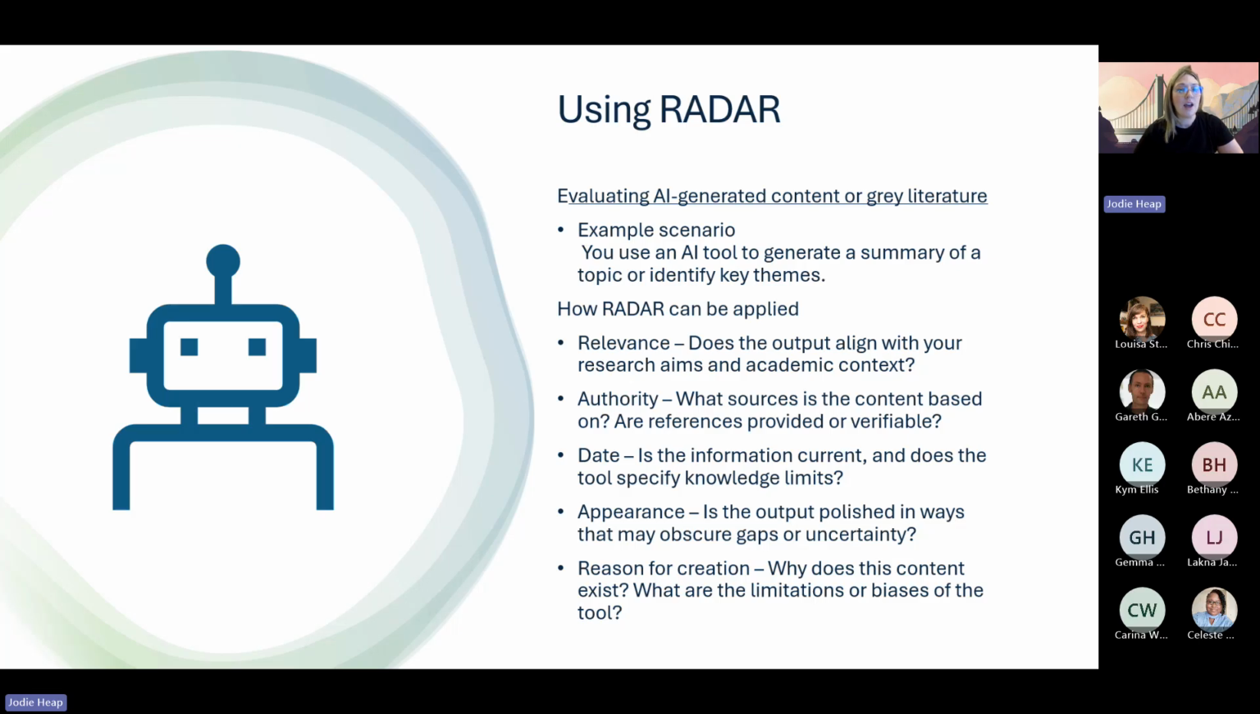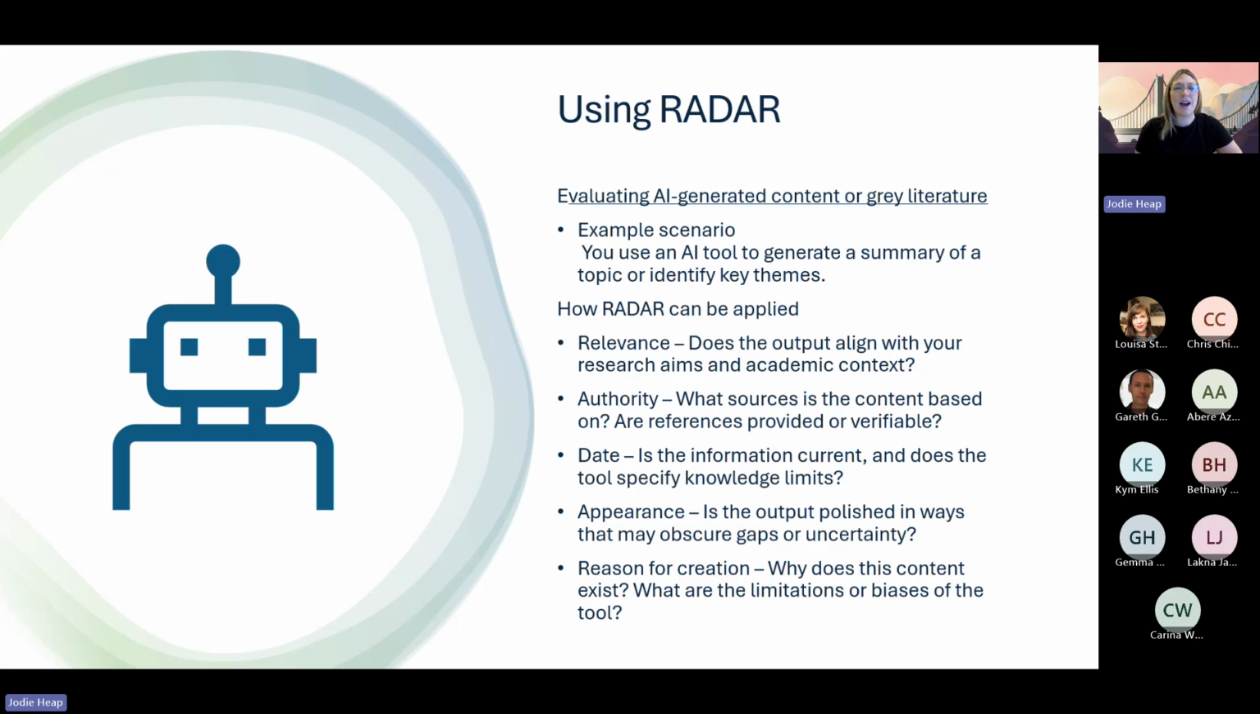Okay. The date, again, a problem with AI is it presents information as though it is up to date, but it may not be. It may not have access to the most up to date information, and it may just conflate or combine sources of information. Yeah, the date is a big one for me, particularly with AI products. Yeah, is the appearance of the information polished in such a way that it may obscure gaps or uncertainty?